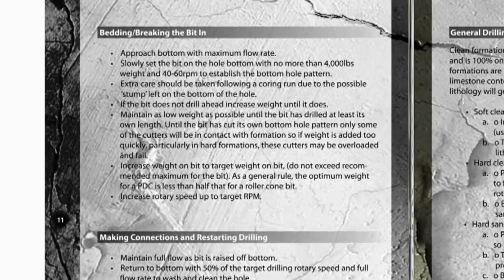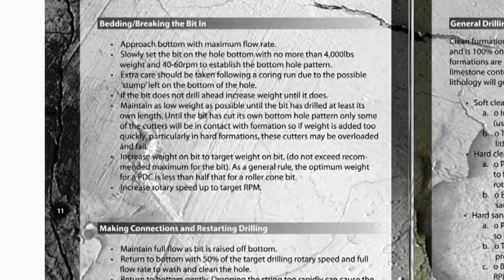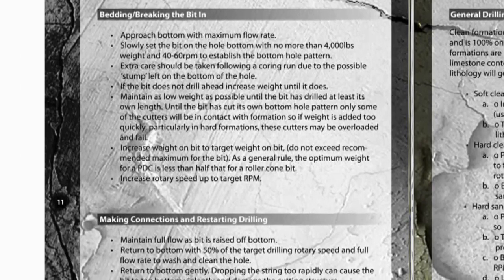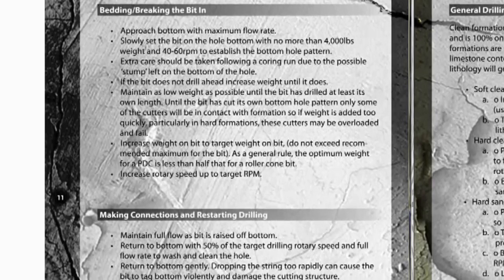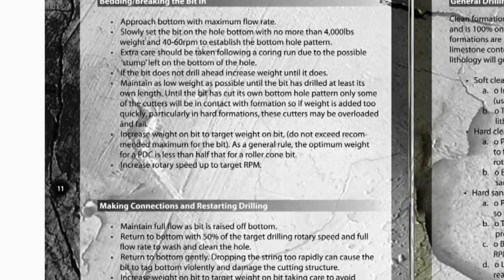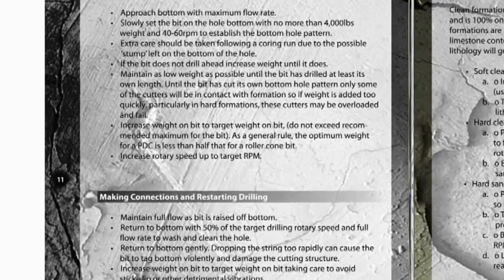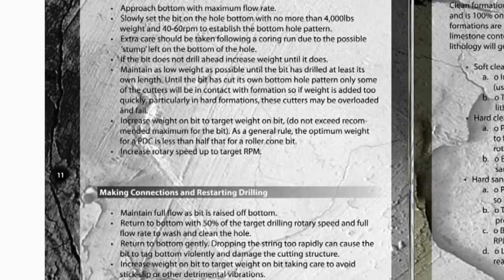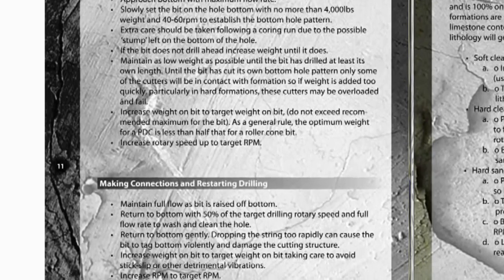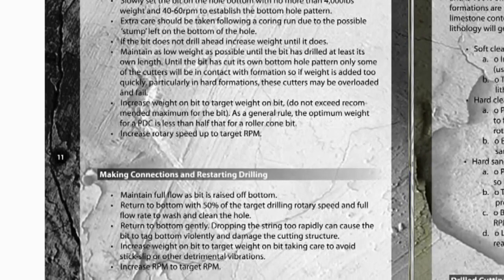Extra care should be taken following a coring run due to the possible stump left on the bottom of the hole. If the bit does not drill ahead, increase weight until it does. Maintain as low weight as possible until the bit has drilled at least its own length. Until the bit has cut its own bottom hole pattern, only some of the cutters will be in contact with formation, so if weight is added too quickly, particularly in hard formations, these cutters may be overloaded and fail.